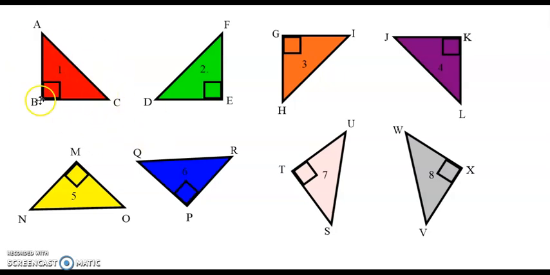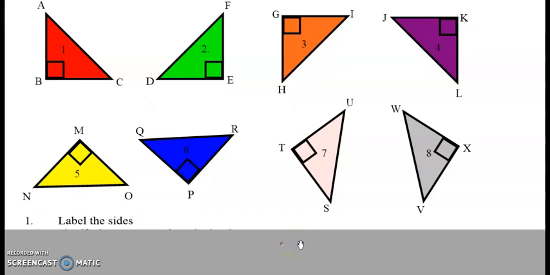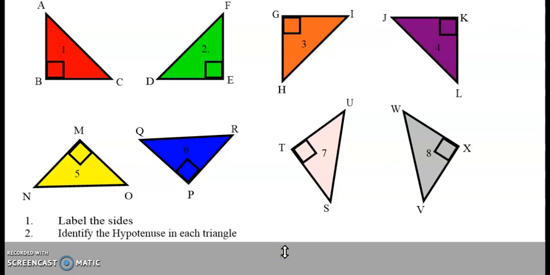But what I would like you to do here is firstly label all the sides. You may press pause and label all the sides according to what we've just given. Now that you've labeled all the sides, identify the hypotenuse in each triangle. For example, in triangle ABC, the hypotenuse is the side opposite the right angle, so it will be AC. But it will also have another name now, small b.